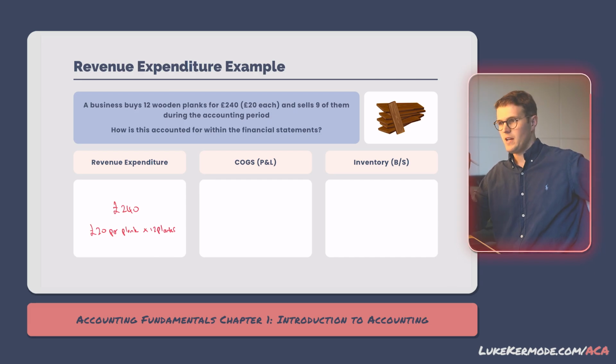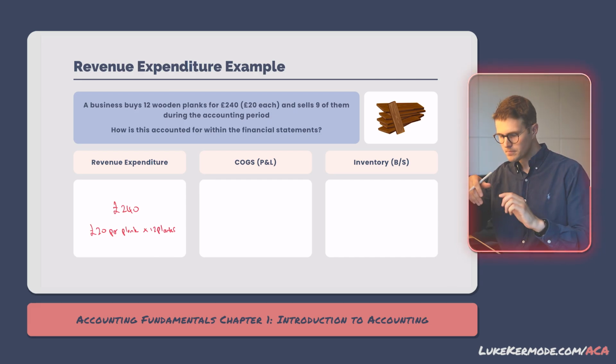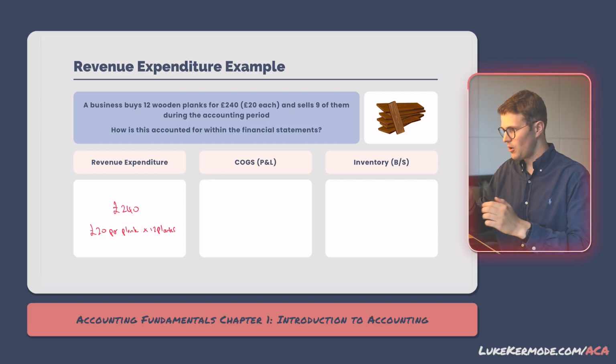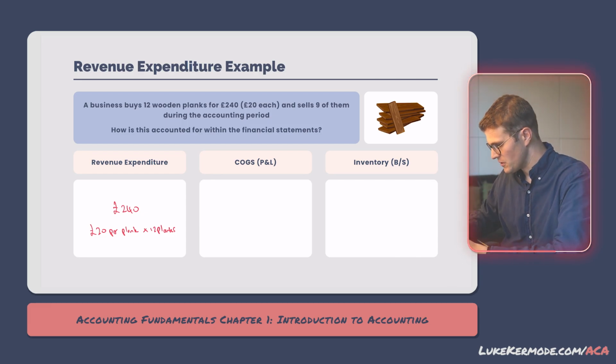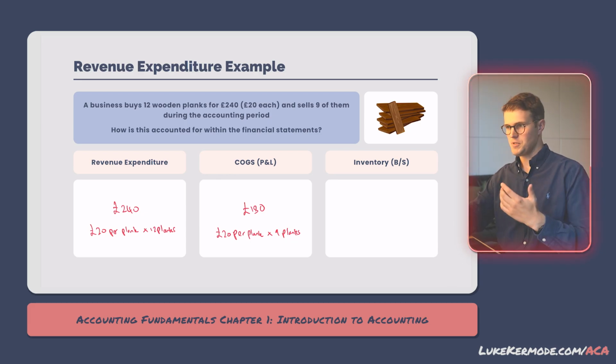These planks are inventory as they're items the business buys with an intention to sell. But during the period, the business sells 9 of them, which means that the cost of goods sold is £20 per plank times 9 planks, which equals £180. This amount is treated as revenue expenditure because it directly relates to the sales of goods in the accounting period. So it goes to cost of goods sold in the income statement.